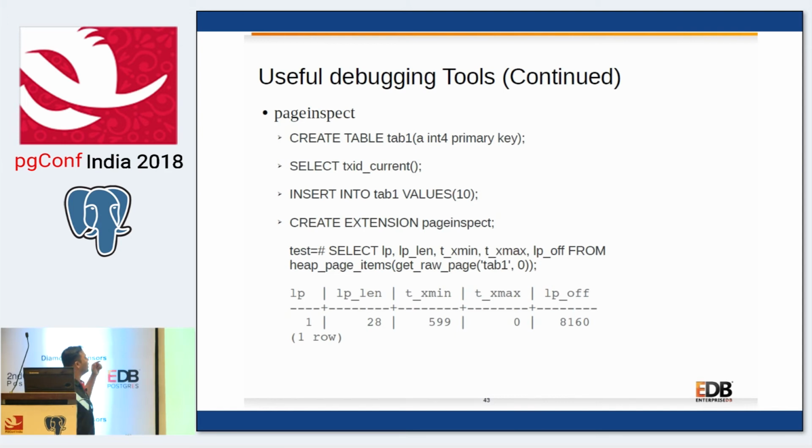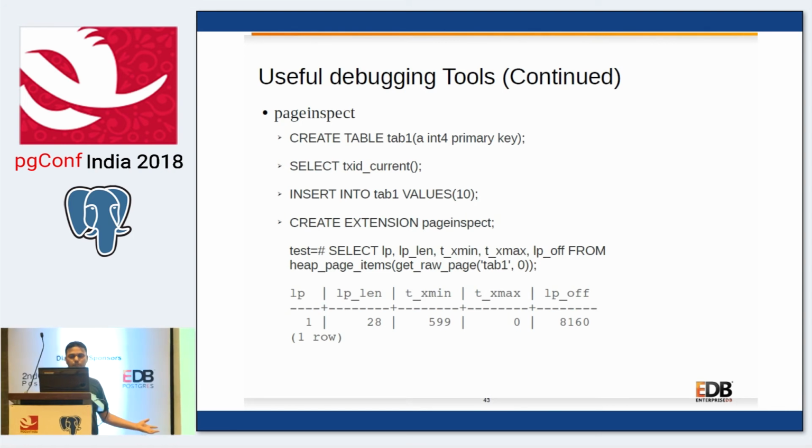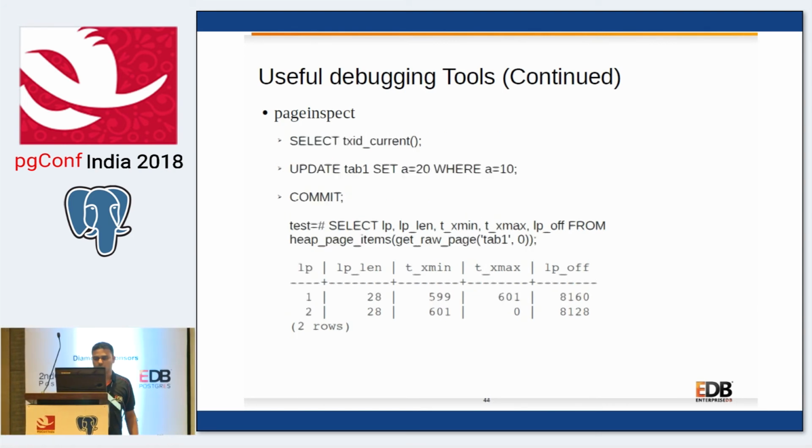For example, I can see the tuple that I inserted, the value 10, and at what offset it got inserted. You can see here at LP_off, it will show you that at that particular position in the page, 0, it got inserted. And what is the transaction that inserted it, and the details about the LP, the line pointers and all. So you can use page inspect for this purpose.